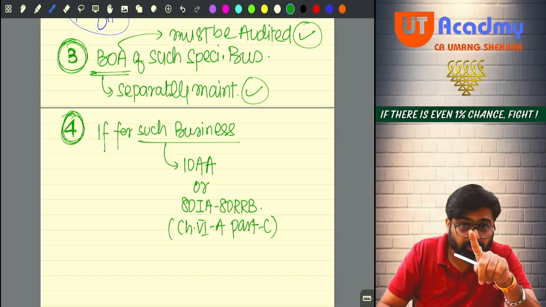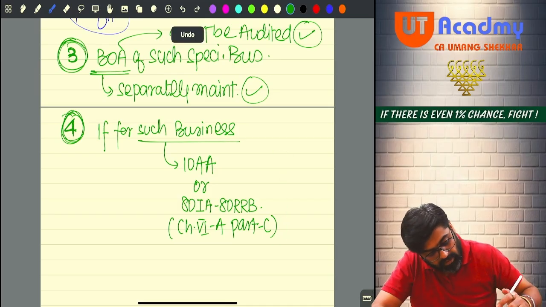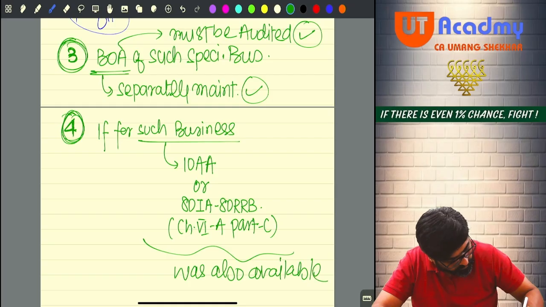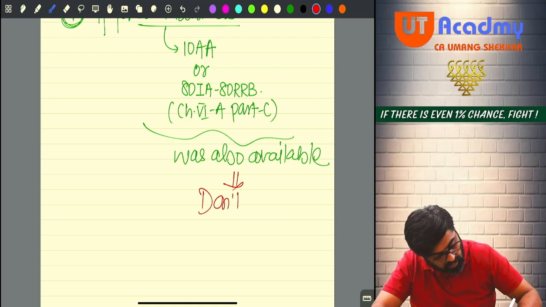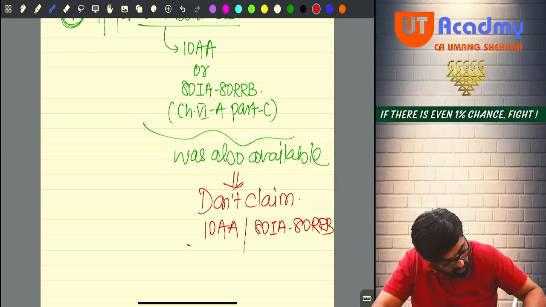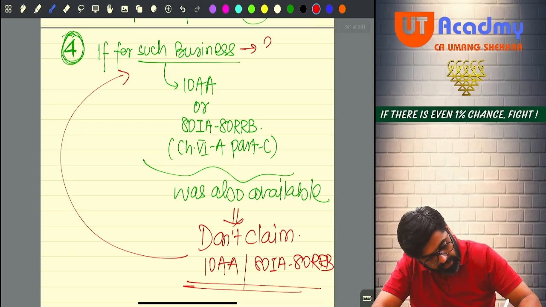Meaning, if for such business 10AA or 80IA to 80RRB was also available, then the condition is: don't claim 10AA or 80IA to 80RRB. Only then for such business you are going to get the 35AD deduction.